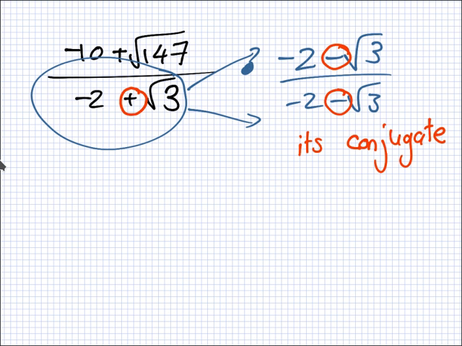So you're asking me, why do you pick this number? When you multiply something by its conjugate, the root will disappear. And we'll see the root disappearing now in a moment.